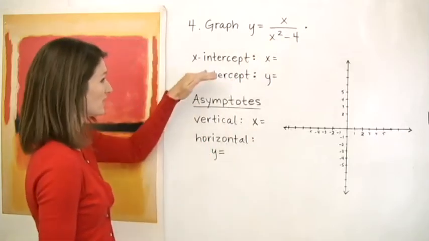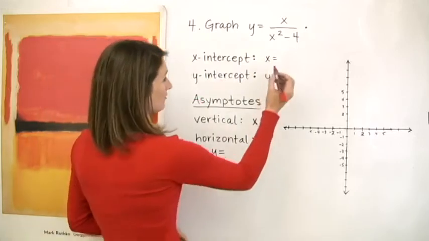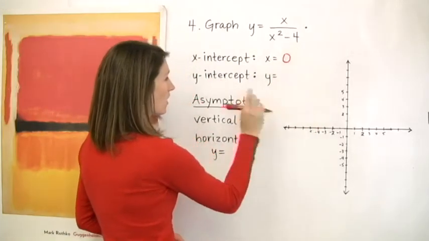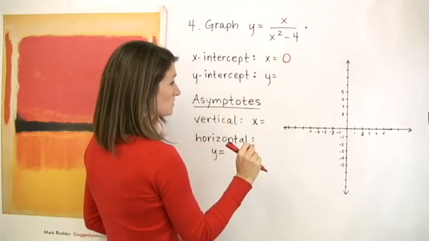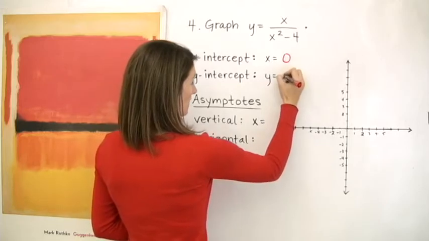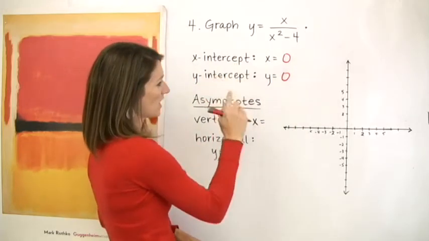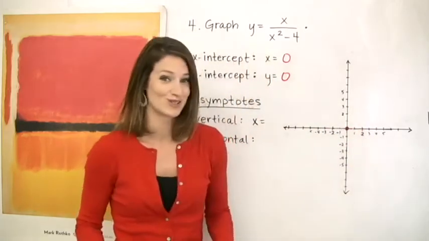So first off, let's find our intercepts. For our x-intercept, that's where y equals 0. If you calculate that out, we get an x-intercept of x equals 0. For the y-intercept, we find it where x equals 0, and we find out that that occurs at 0 as well. So our x-intercept and our y-intercept are going to occur right at the origin at 0, 0.